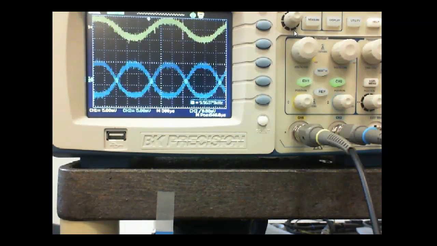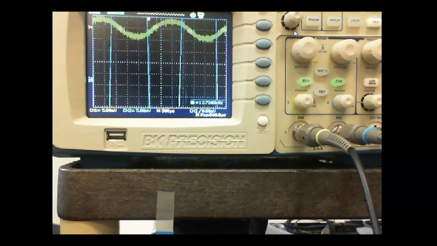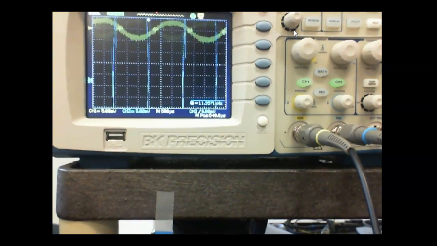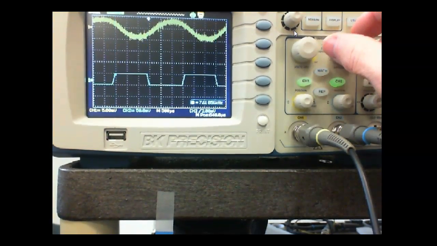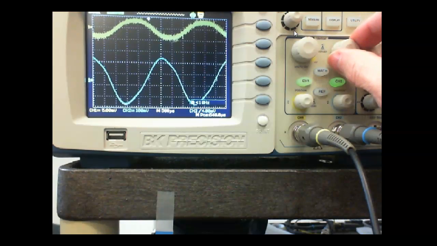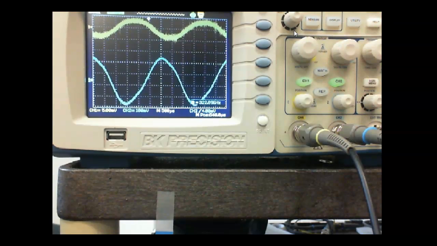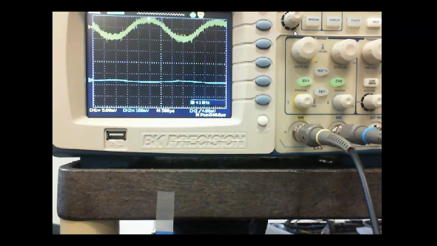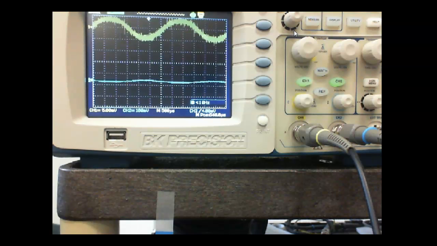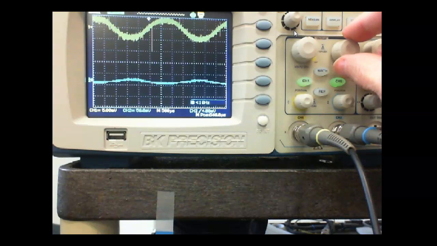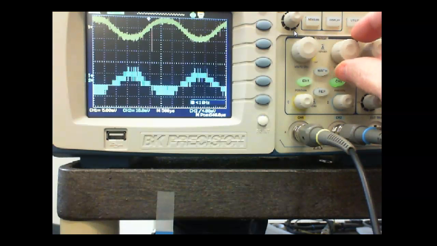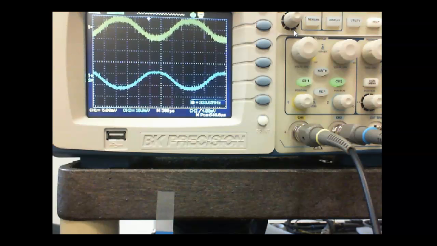So here's the bypass capacitor in there. Here's my gain. There's my output. I'm going to remove the bypass capacitor. So what happened to our gain? Lower, much, much lower. Of course, our input impedance went up. Replace C2 and remove RL.